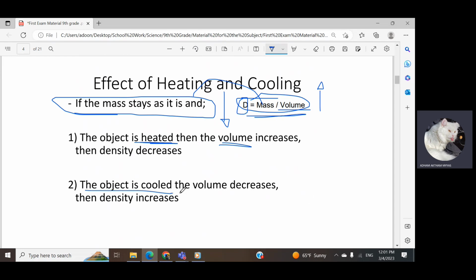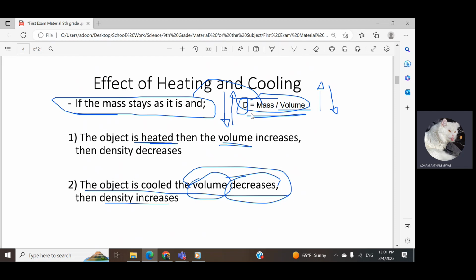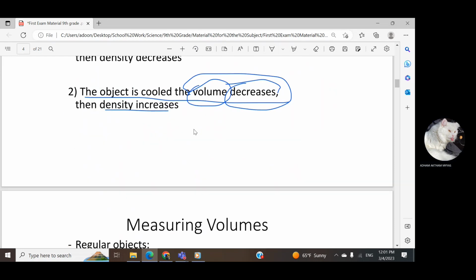What if we cool the material? What will happen to the density? If we cool the object, the volume will decrease. So if I decrease the volume, what will happen to the density? It will increase. So that's the relation between both of them.